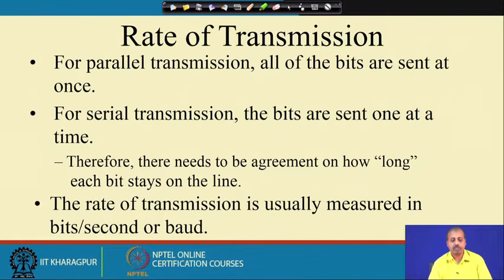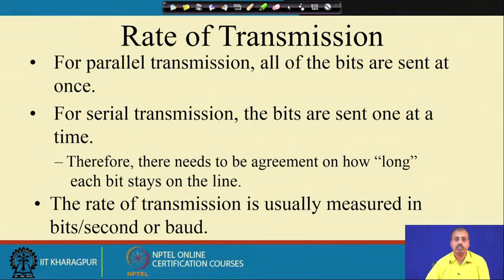As far as the rate of transmission is concerned, for parallel transmission all of the bits are sent at once, because all the 8 or 10 bits can go in parallel. But for serial transmission the bits are sent one at a time. Therefore, there needs to be an agreement on how long each bit stays on the line. Before starting the transmission, the sender and receiver must agree about the bit duration, the duration for which the bit should be lying on the line. The rate of transmission is usually measured in bits per second, also known as baud.